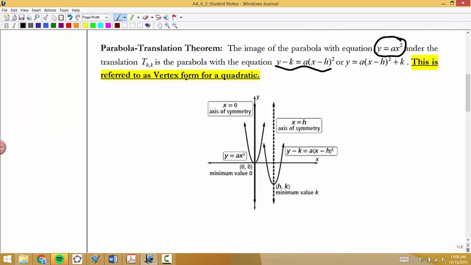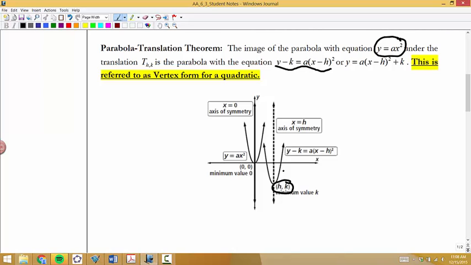This is referred to as vertex form for a quadratic. It's a very important form. Now, the reason why it's called vertex form is because it will always give us the vertex. The vertex of our parabola will always be h, k.